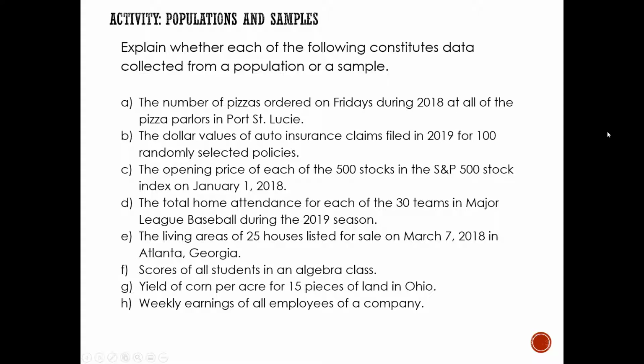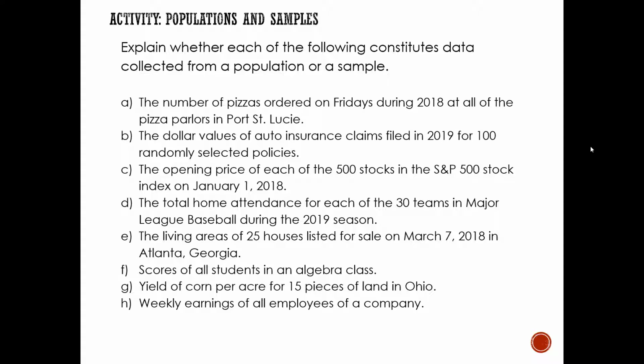The dollar values of auto insurance claims filed in 2019 for 100 randomly selected policies. Now there are your key words, randomly selected. As if you didn't know that there were more than 100 policies on claims filed in 2019. Obviously, this is not all of the claims that were filed in 2019 when there's only 100 of them, but the randomly selected tells us that this is sample data.